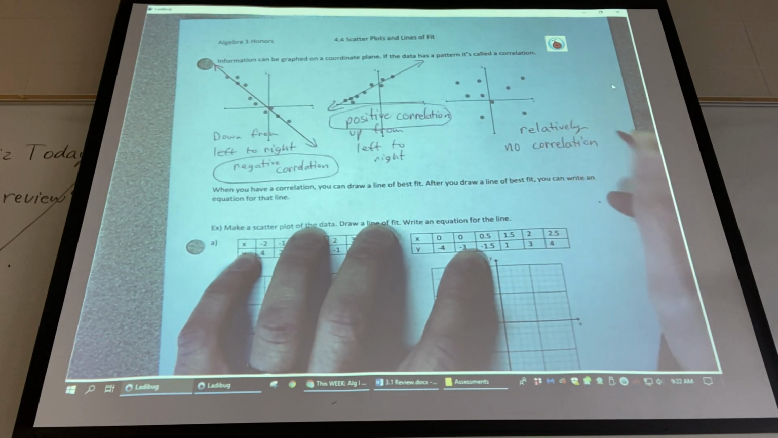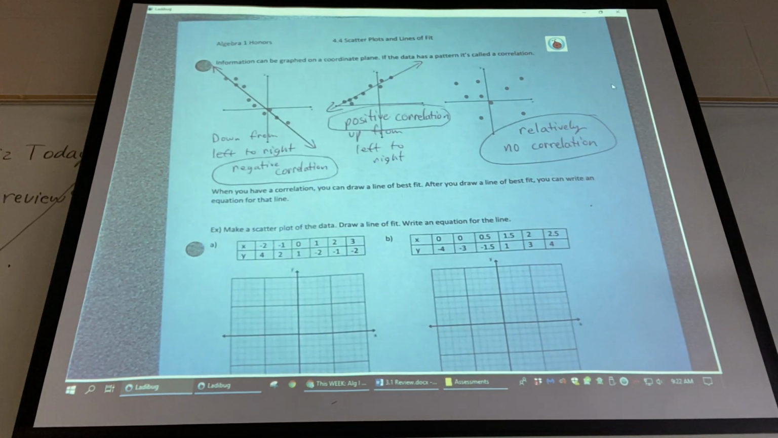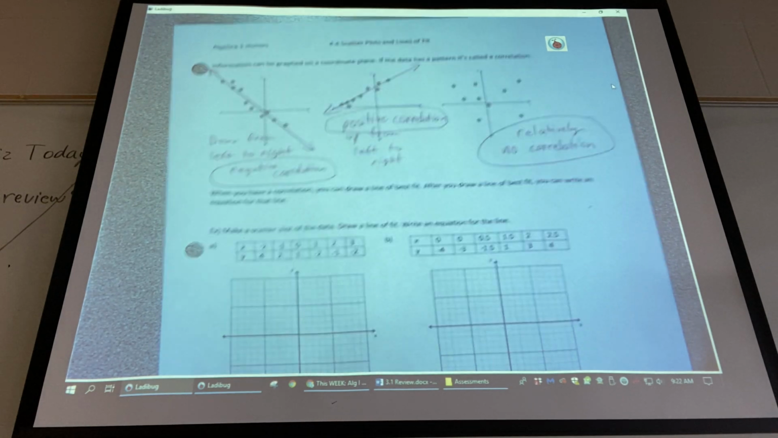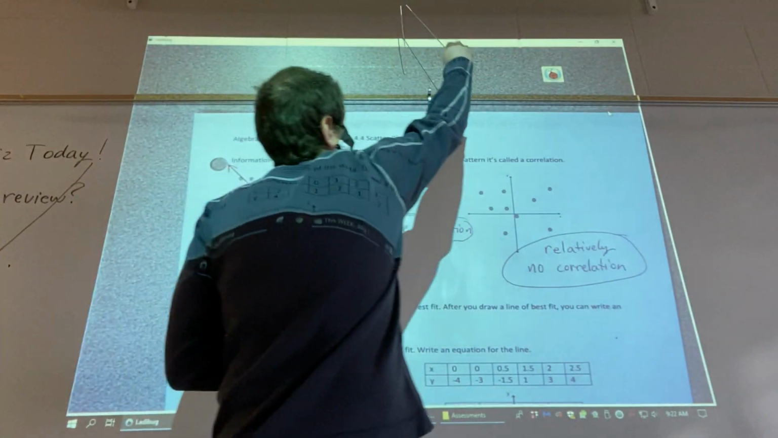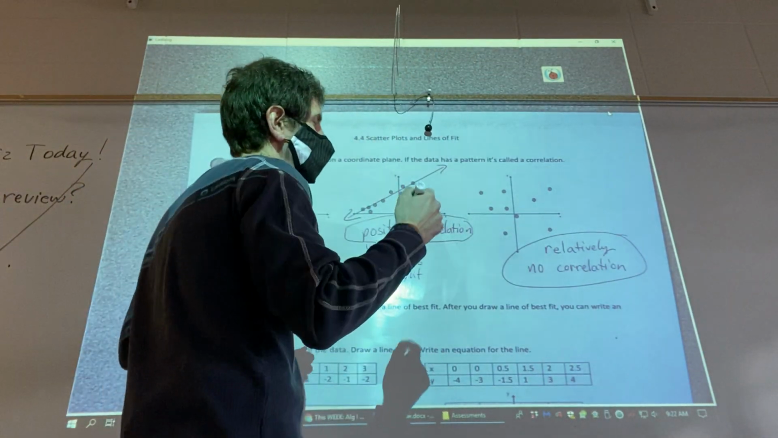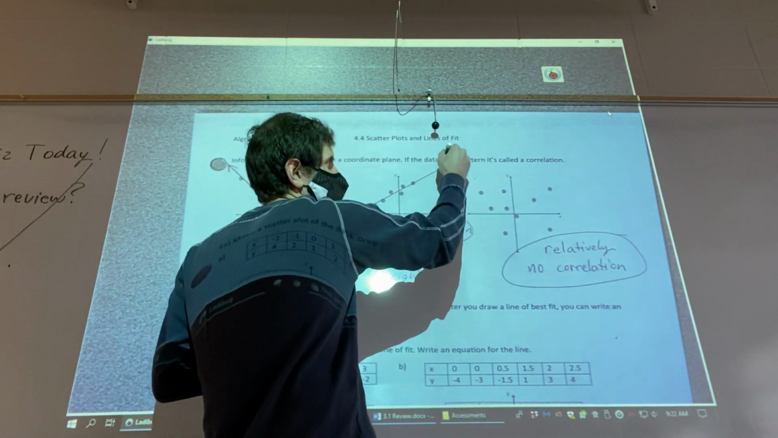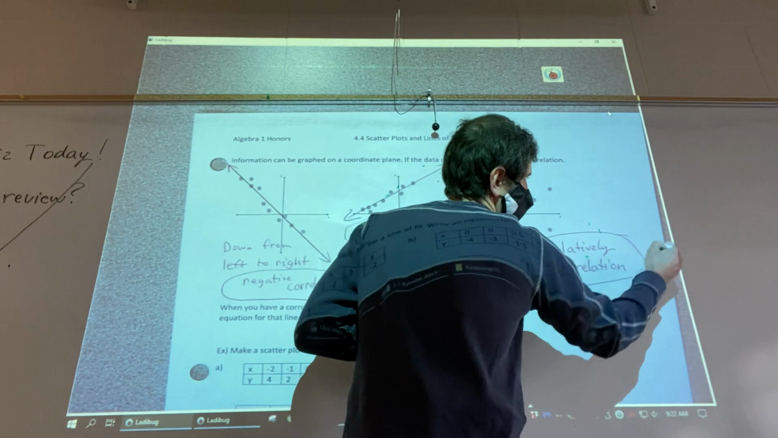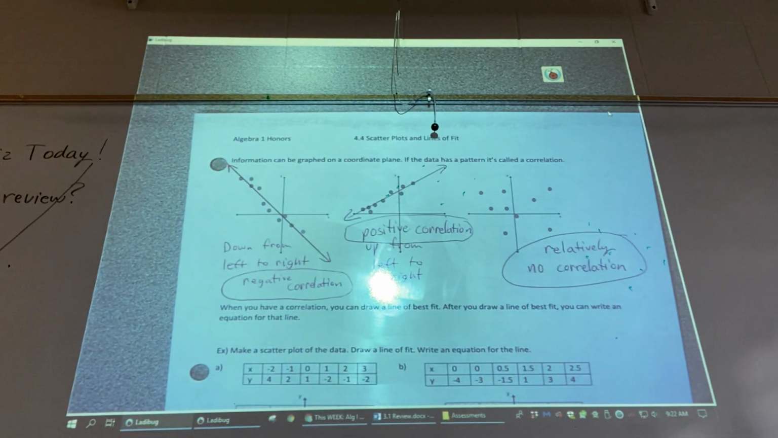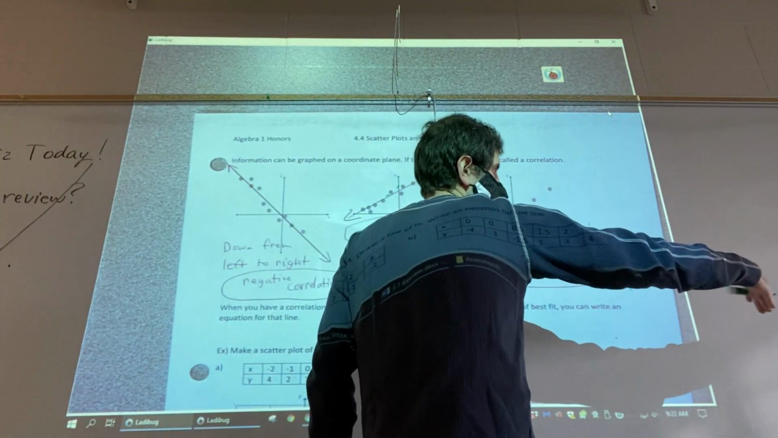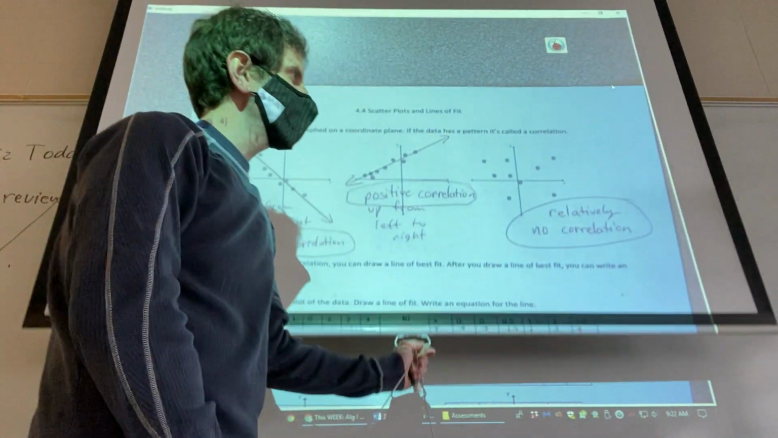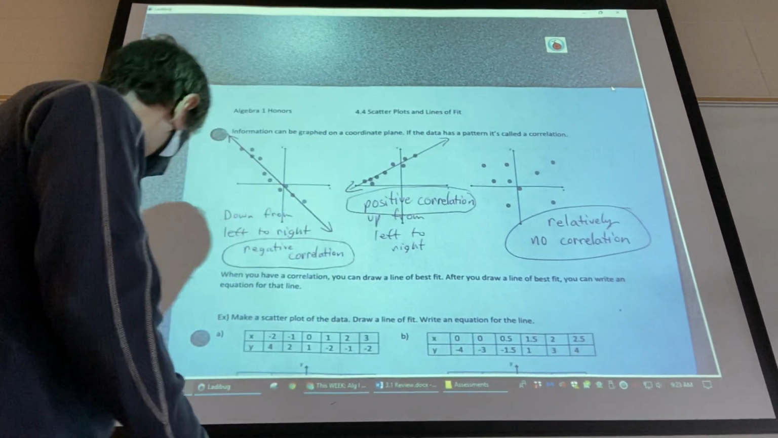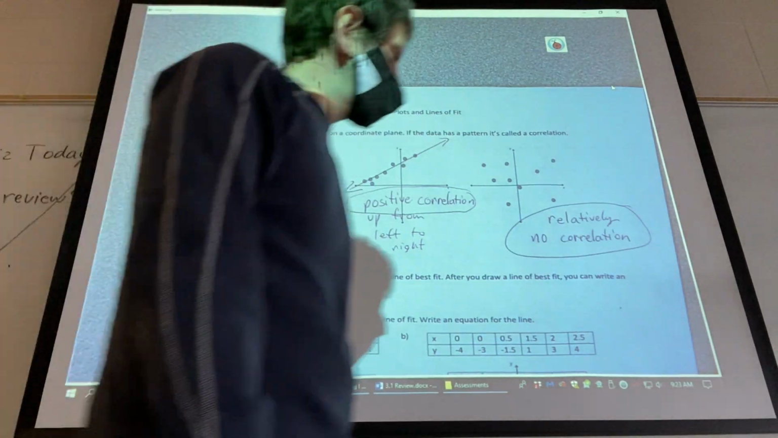Now the reason we don't write no correlation is because it could turn out that if we got more data, there might be a correlation. So let's say we collect more data and we get some points over here and we get some points down here. Is there still no correlation? No. Suddenly with more data, we realize, oh, there's actually what kind of correlation? A negative correlation. So that right there is why we say relatively no correlation, because based off of what we have here, we can't tell that there is, but it's possible there could be more to the story.